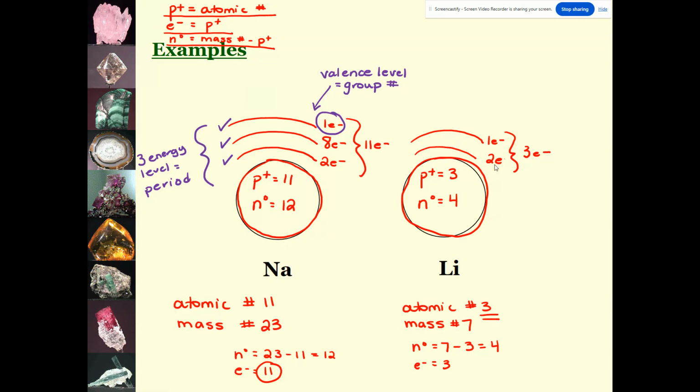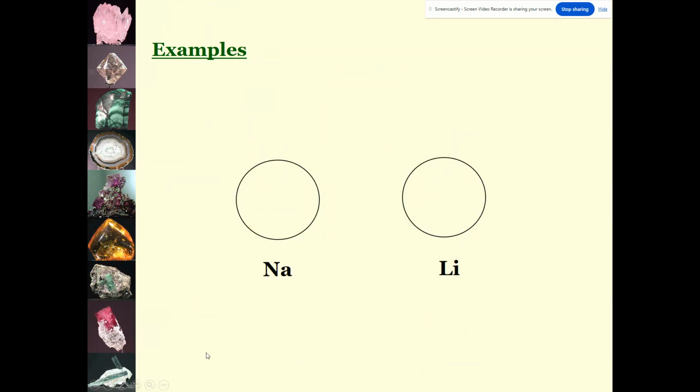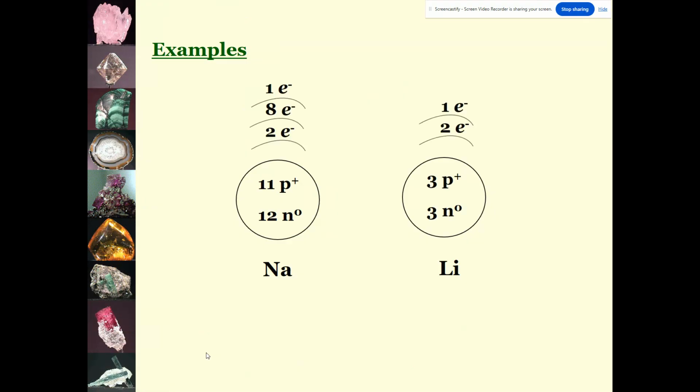Okay? And I believe, I'm just going to erase this and double check that this is the end of today's lesson. It is. Okay? So there again are your energy level diagrams, what they should look like for sodium and lithium atoms. Next lesson we will review ions.